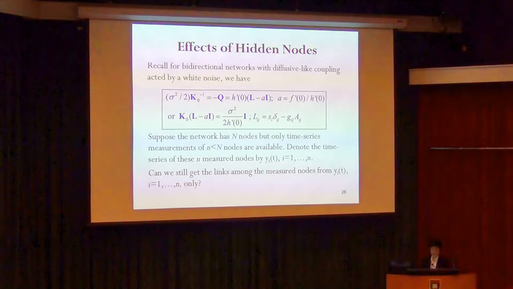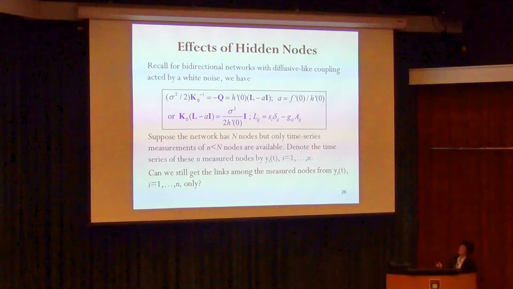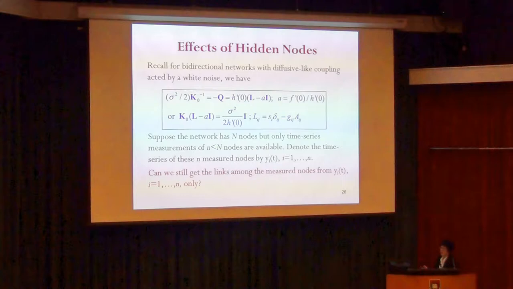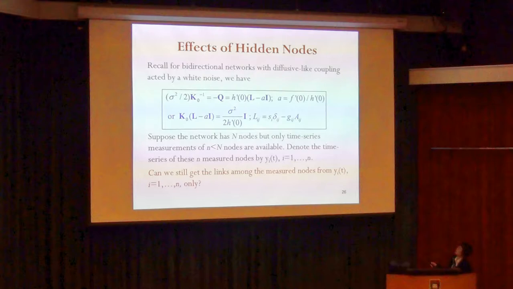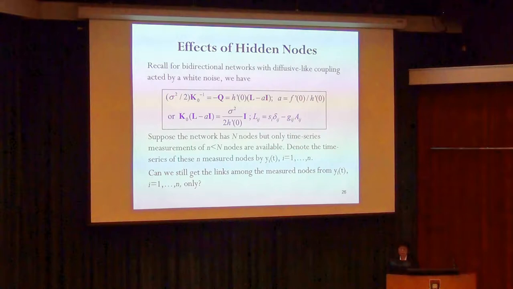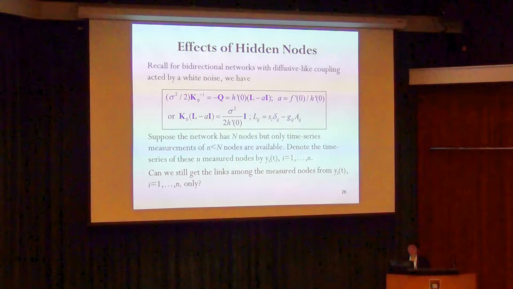You might recall that for the bidirectional network and for the simple case of the diffusive coupling, we can actually get information. Remember the important quantity there will be K0 inverse, the inverse of the covariance matrix, and that will be related to Q. So in this case, we can actually work this out. This is when we know everything. Now the problem of interest is, suppose the full network has big N nodes, but we only measure small n of them. Only measurements of small n, which is less than big N, are available.